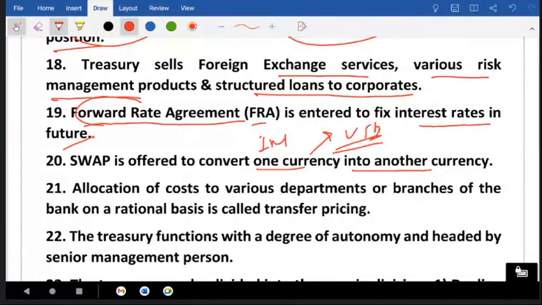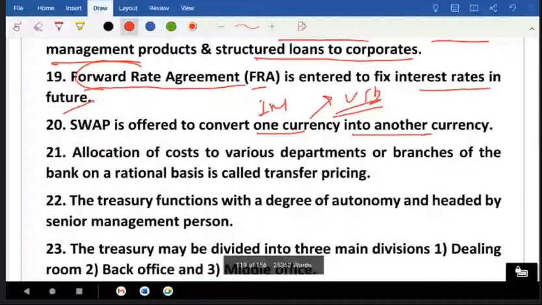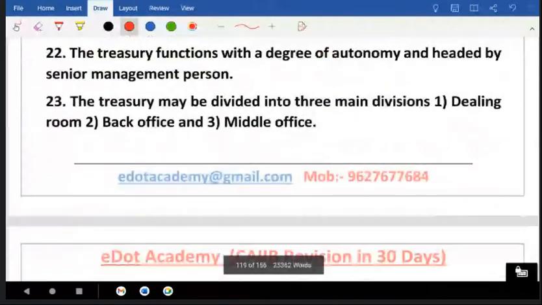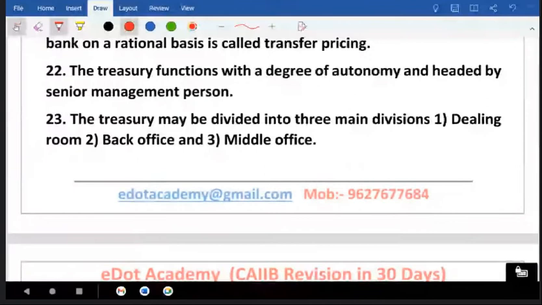The treasury functions with a degree of autonomy and is headed by a senior management position. Treasury comes in direct contact with the head office. So they have their own autonomy, because their business is very huge. They deal with large corporates, international companies, and sometimes Indian companies also. That's why they have been given a large degree of autonomy, and they are headed by a senior management position.